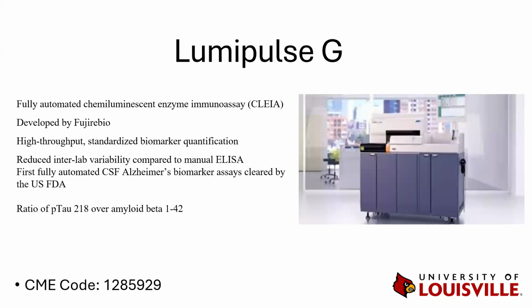All right, this is another one of the big, interesting recent developments: the Lumipulse G. But what exactly is it? It's similar to ELISA, but a little different. It uses a chemiluminescent enzyme immunoassay. They have this freestanding device that is able to use serum or blood to look for the ratio of phosphorylated tau over amyloid beta 42. And it's one of the next steps forward.